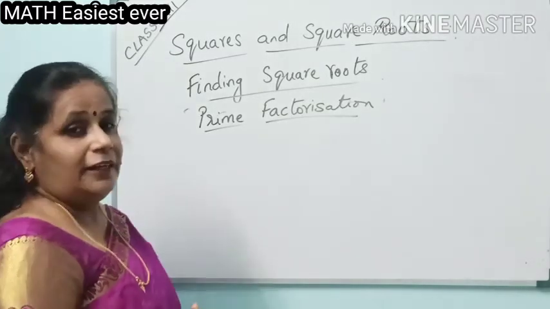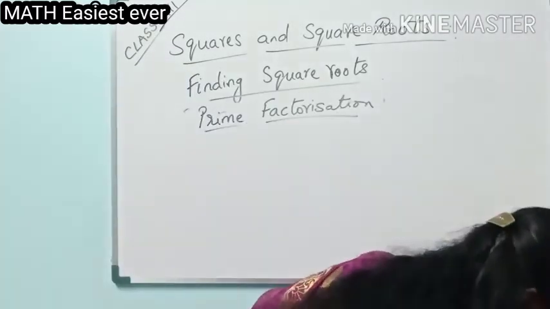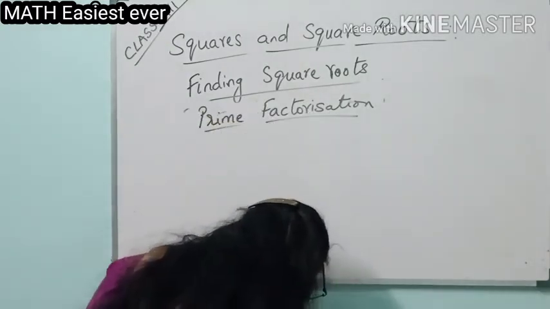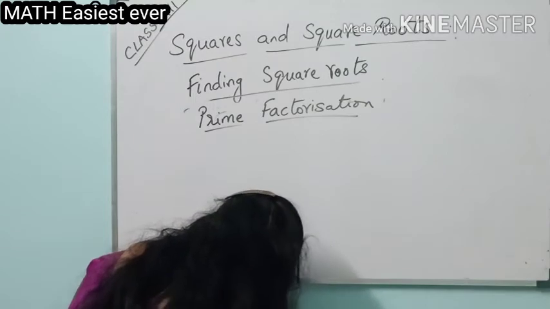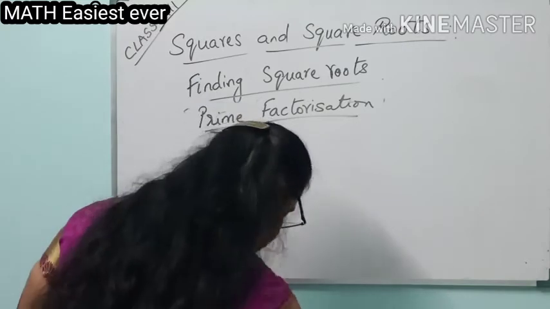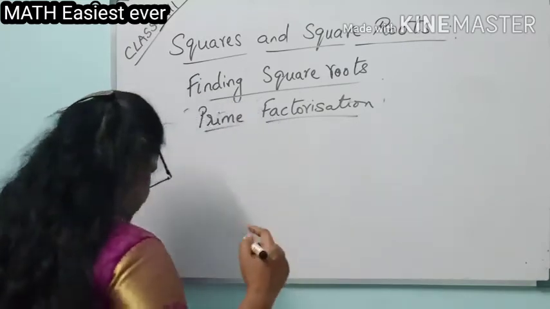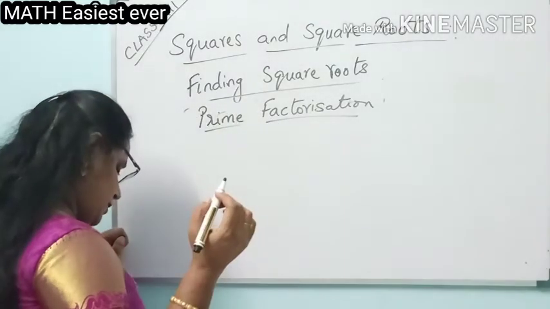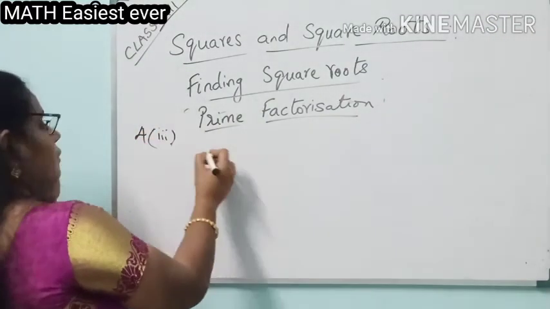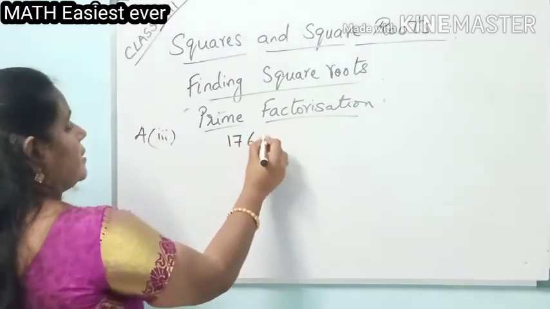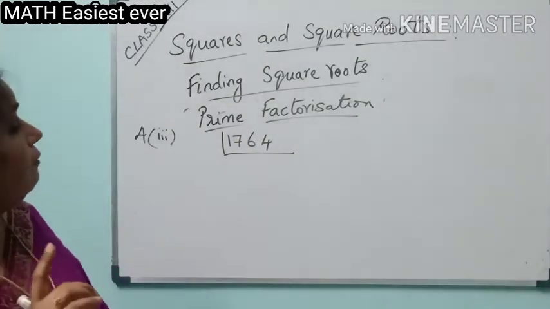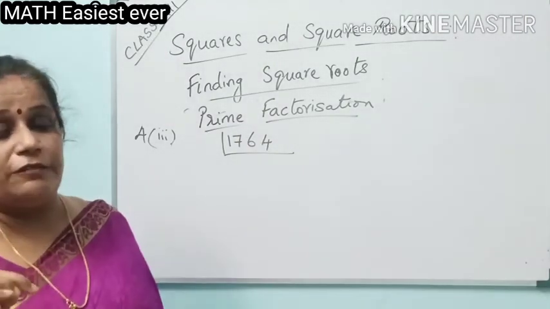Okay, let's get started with the exercise question given in the textbook. Find the square root of the following by prime factorization method, and it is the fourth question. I'm doing the third sum. Okay, 1764. We are going to find the square root of 1764 using the prime factorization method.